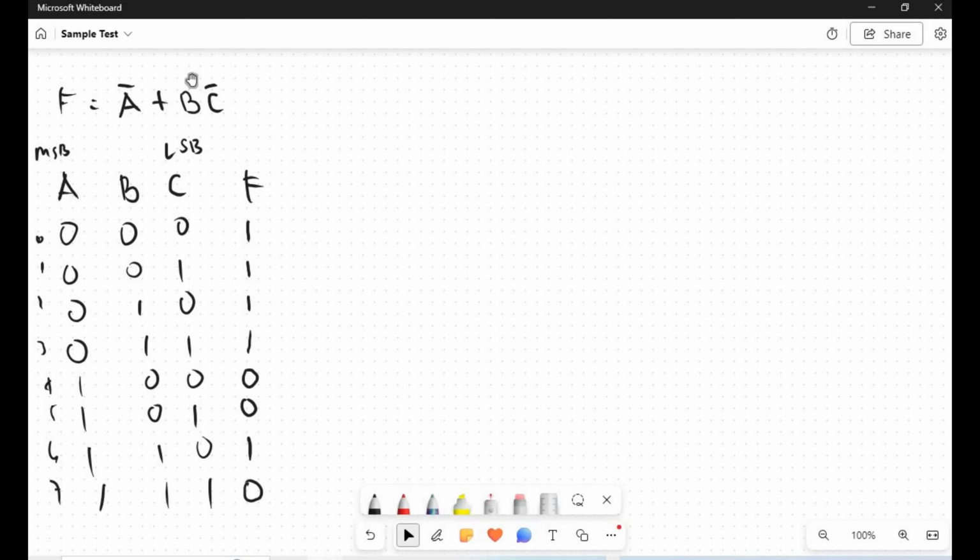So to solve this problem, the next step is to convert the given equation. So use De Morgan's theorem. So you need to apply it on this equation. So all functions with OR will be converted to AND. So A and with B, C.